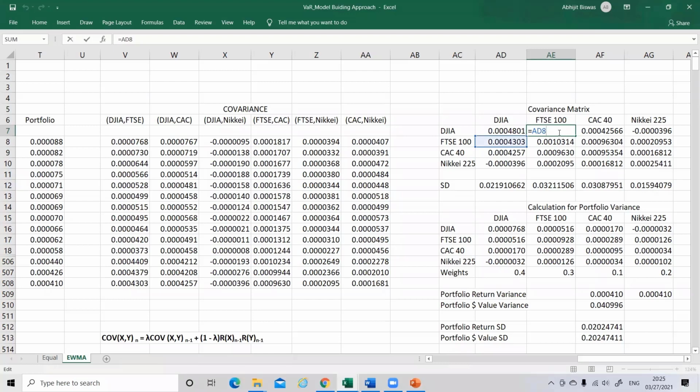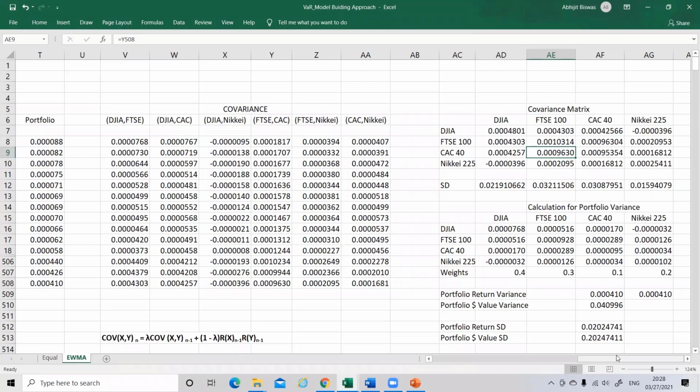AE7 will be equal to AD8 because covariance between Dow Jones and FTSE is same as covariance between FTSE and Dow Jones. Or I can say covariance between X and Y is same as covariance between Y and X, right? Now come to the next cell, that is AE8. AE8 will be equal to Q508. Why? Because it is a covariance between FTSE and FTSE. That is nothing but variance of FTSE. Yes. Okay.